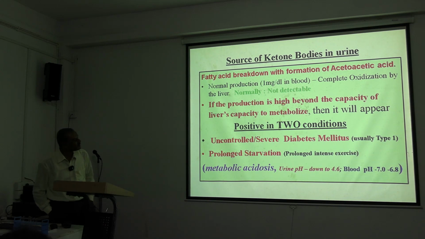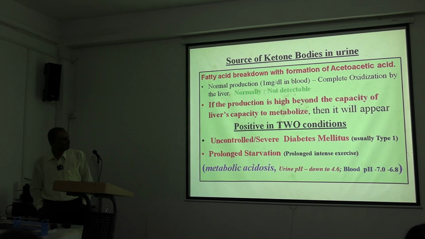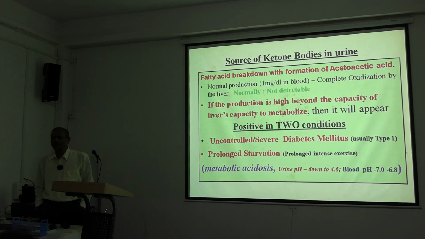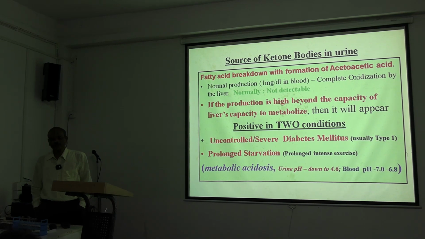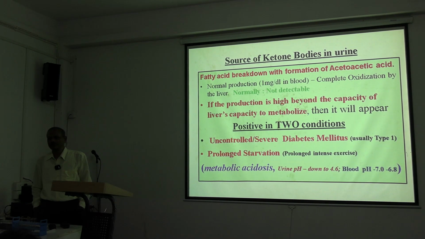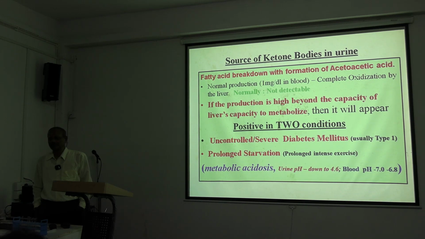So just remember, uncontrolled severe diabetes usually occurs in type 1 diabetes mellitus and in prolonged starvation, just like this recent fasting case. Somebody is fasting prolonged and doctors are monitoring blood glucose level and ketone body. Normally, 1 or 2 days of starvation will not cause it. Why? Because if you do not take any food, the liver has an adequate amount of glycogen. That glycogen will be broken down and will last for 12 to 24 hours. So even if you remain without food for 12 hours, you will not have that ketosis.